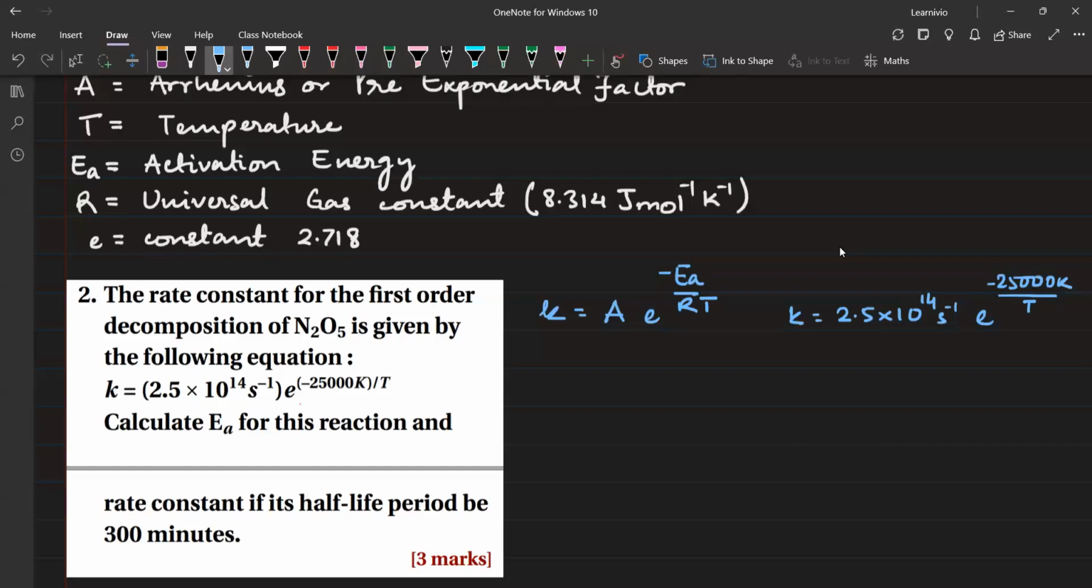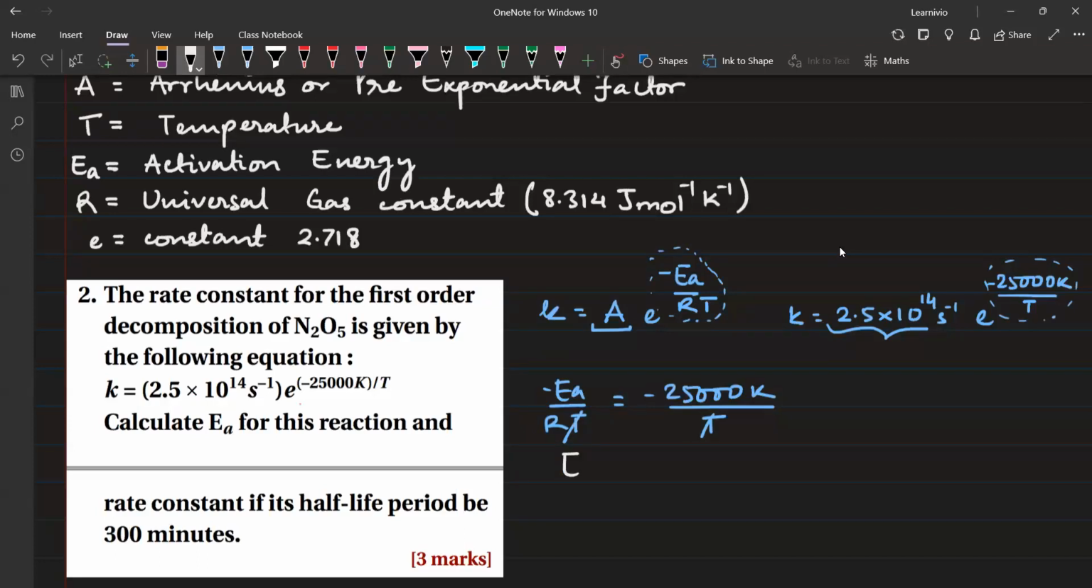Now, if I compare these two expressions or equations, what I will get? A is equal to this constant, e to the power minus Ea upon RT is this value. है ना? तो यहां से हम क्या लिख सकते हैं? Minus Ea upon RT is equal to minus 25,000 K divided by temperature. So temperature and temperature will cancel each other out, और आपके पास Ea जो हो जाएगा, and minus minus sign will also cancel each other out. Ea will be equal to 25,000 into the gas constant R.